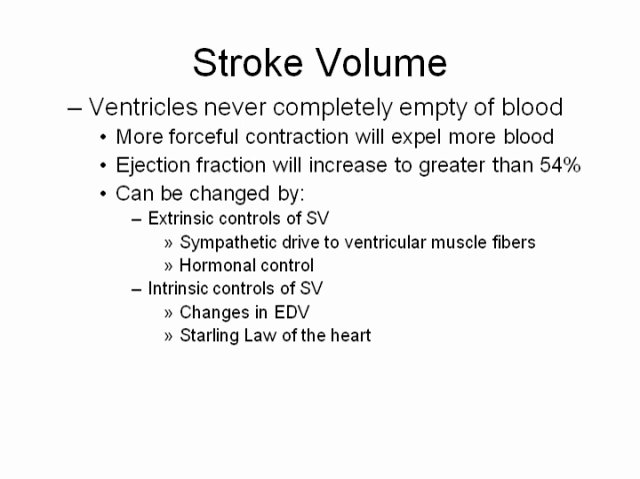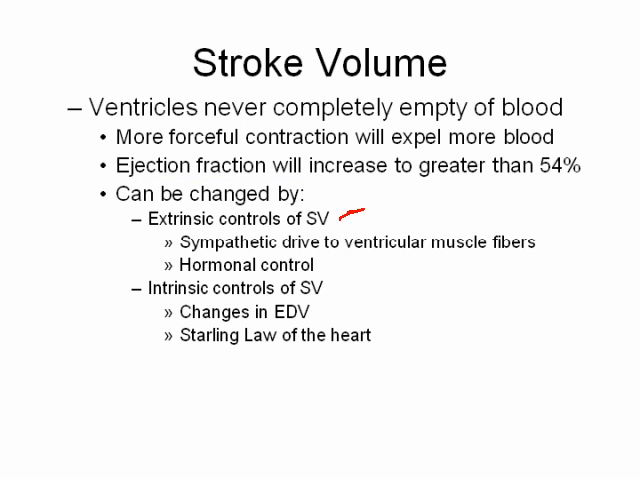So stroke volume will affect cardiac output. Ventricles never completely empty of blood. That's why we have our ejection fraction, remember. But a more forceful contraction will expel more blood. So we've already said that the sympathetic nervous system will give us a more forceful contraction. And ejection fraction will increase to something greater than 54%. It may go up to 60, 70, 75%. It never goes to 100%.